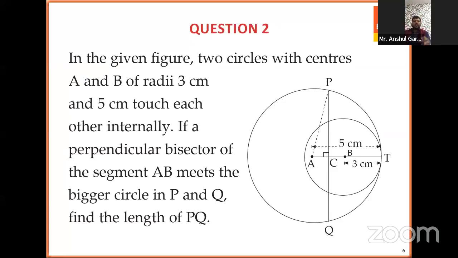So there are two circles. दो circle हैं, दोनों एक दूसरे को internally touch कर रहे हैं. Both circles are touching each other internally. Radii of both the circles is given. So radius is given. दोनों का radius हमको पता है. And there is a perpendicular bisector PQ. AB का perpendicular bisector है आपका PQ.